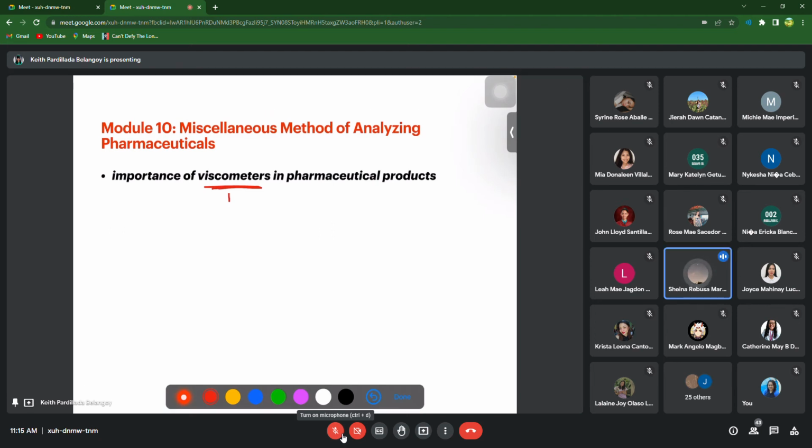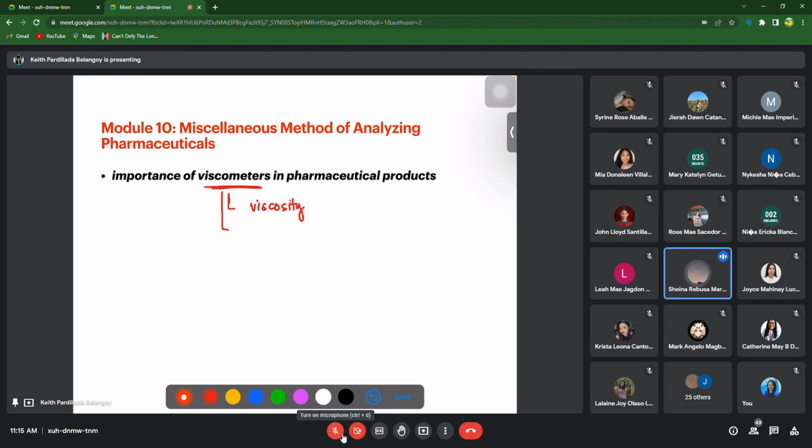Viscometers are instruments used to measure viscosity. We all know that viscosity cannot be measured directly. That's why viscometers are instead used to measure an experimental parameter that is related to viscosity in a known manner. Viscometers are highly important in pharmaceutical products in a way that measuring viscosity is a valuable part of quality control and batch consistency.